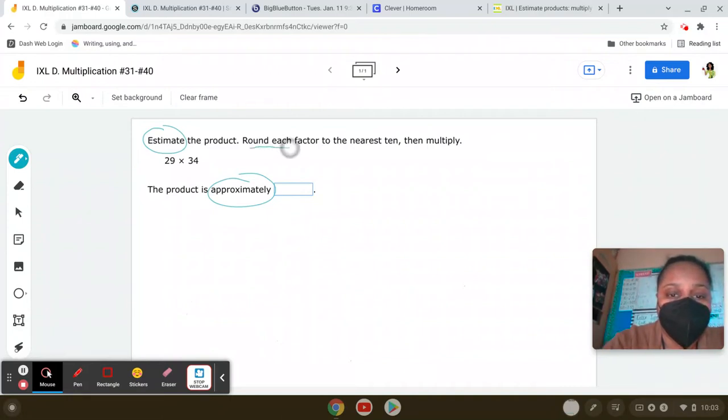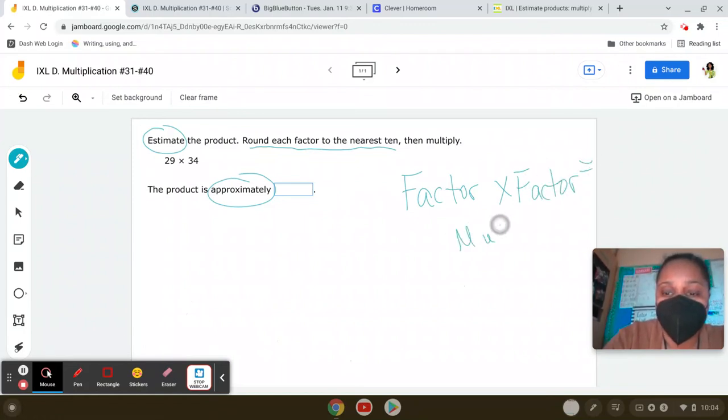It says round each factor to the nearest 10. Remember, factor times a factor equals a product. We have learned that vocabulary. If you didn't know, now you know. Product is the same as a multiple, but product. Okay.